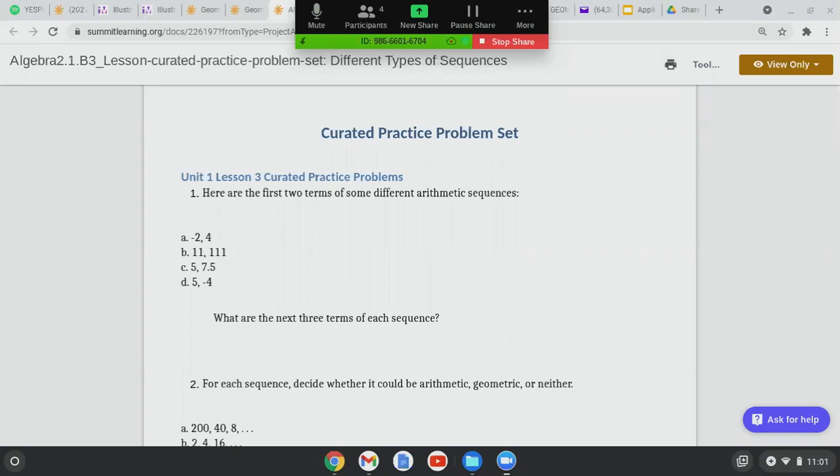You had a debt, $2. You paid the debt, and now you got $4. How much money did you have in your hand to begin with? 6. Exactly. So the first one, you are adding 6. So if that be the case, what are the next 3? 10, 16, and 22. Yep. Exactly.